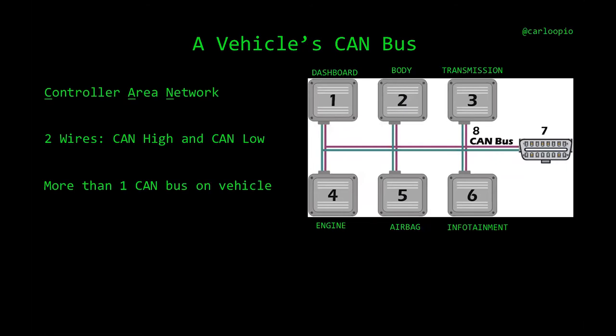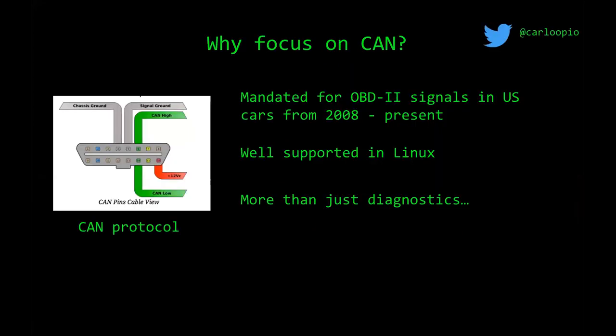There's typically more than one CAN bus on vehicles. For example, the Tesla Model S has six different CAN buses for different parts of the vehicle. So why focus on CAN? It's mandated since 2008, and so a lot of manufacturers use it.